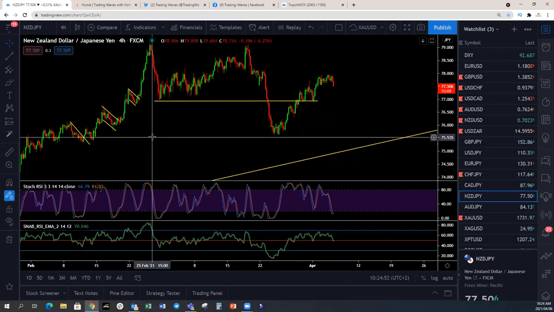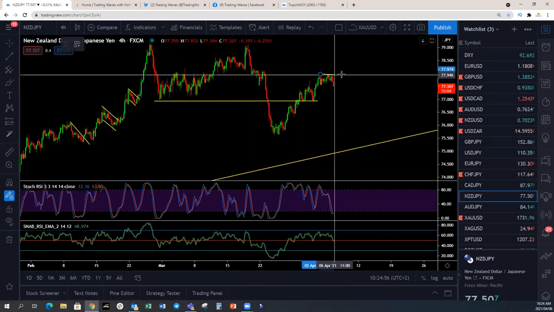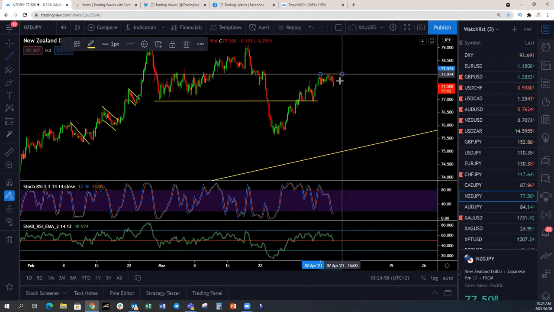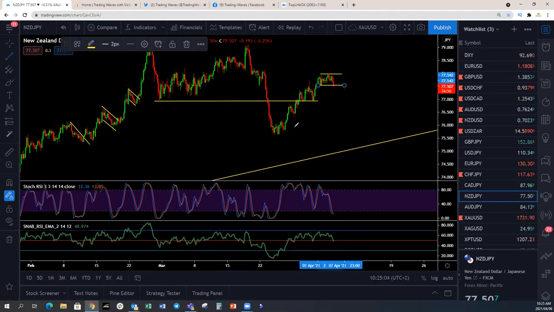Okay, so this is the reason why you have to wait for confirmation. If you look at New Zealand yen, we can see that it is the same structure as CAD yen. Now, if you had just bought because you're within the flag, what was going to happen to your trade? This looks like it's pulling back, and you're not going to get that continuation pattern that you're looking for. So that's why you wait for confirmation.